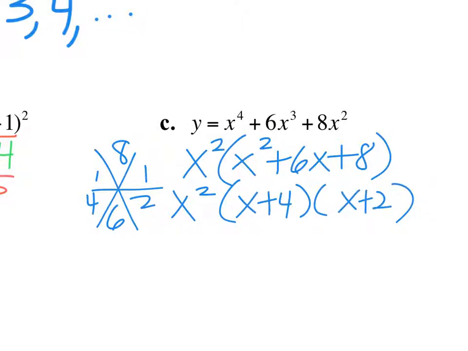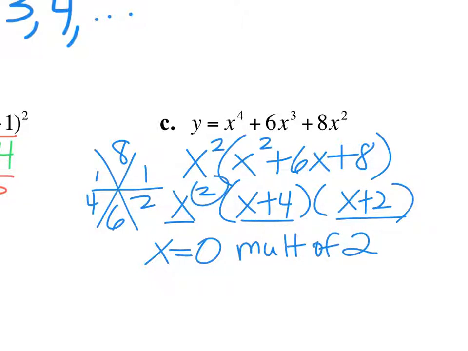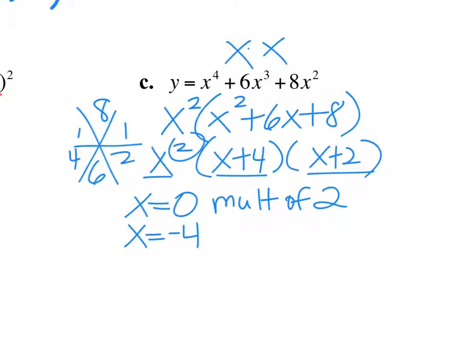All right, once it's in factored form, and that's a lot of work to do just to find your zeros, but you're pretty good at factoring by now. So our zeros will be that we have 1, 2, 3 different zeros. We have x equals 0, but that has a multiplicity of 2. See, it happens twice, x times x. And then x equals negative 4, no multiplicities, and x equals negative 2.